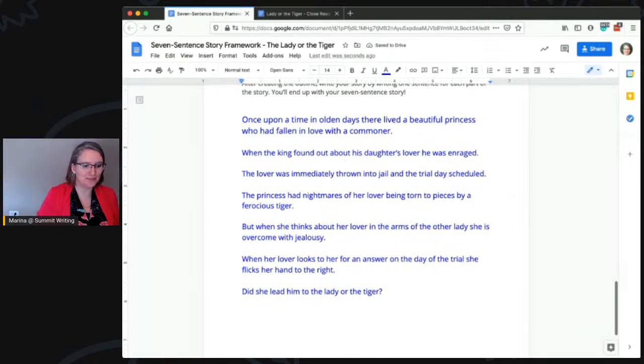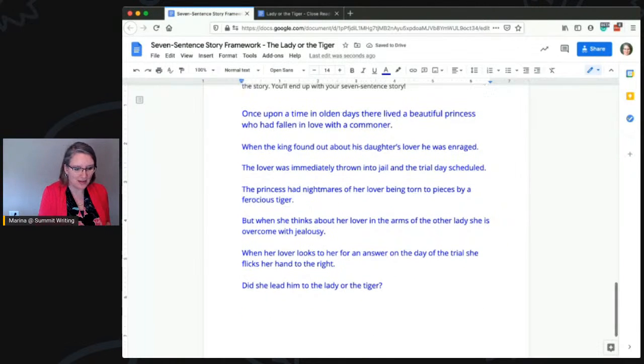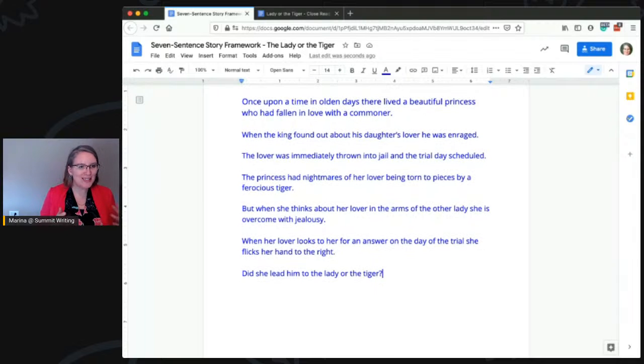Here we go. Once upon a time in olden days, there lived a beautiful princess who had fallen in love with a commoner. When the king found out about his daughter's lover, he was enraged. The lover was immediately thrown into jail and the trial day scheduled. The princess had nightmares of her lover being torn to pieces by a ferocious tiger.